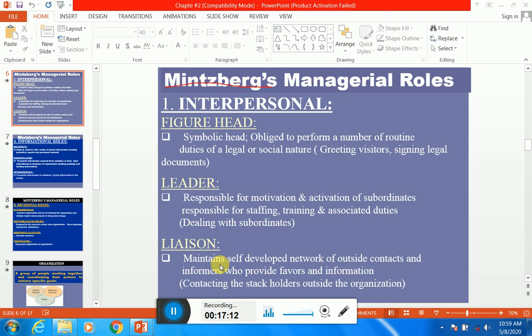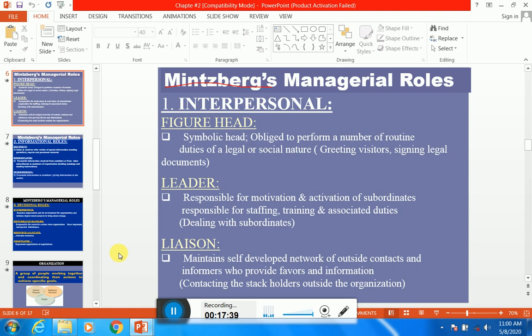Like liaison, a role where a person on behalf of the organization maintains a relationship with a third party and provides information. Who is the third party? Your stakeholders. Simply stated, the person who maintains a relationship with your stakeholders is simply known as your liaison. Hope inshallah a bit of an idea will be clear.